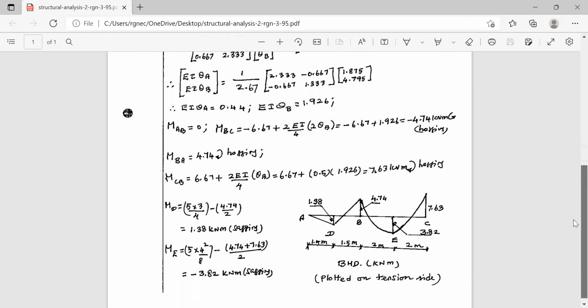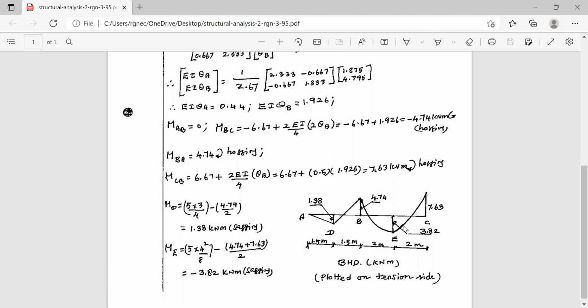Now we have to plot the bending moment diagram. For the span AB, you have to calculate the effect of simple bending moment diagram and the fixed bending moment diagram. And you have to calculate the net ordinate. Now at D, the simply supported bending moment is WL by 4, 5 into 3 by 4, WL by 4, minus the effect of the hogging moment.